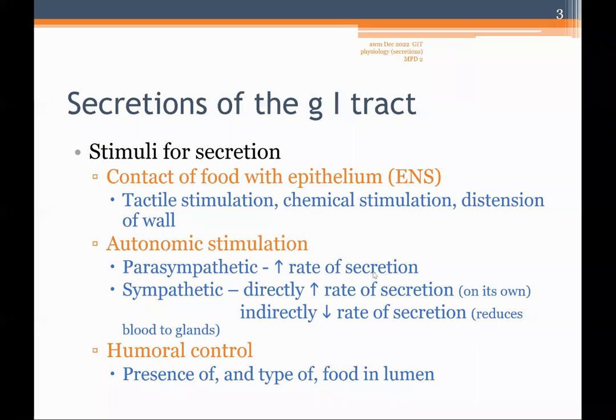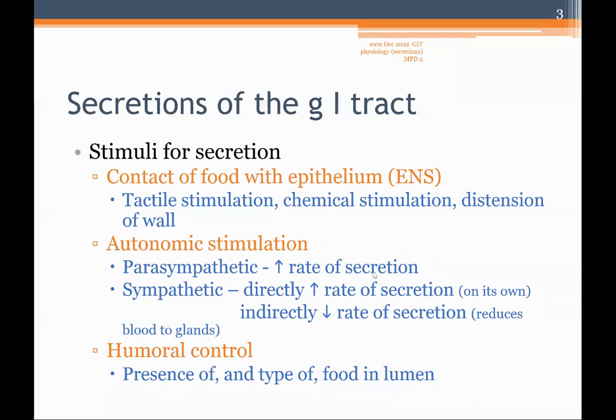The third way is where you have the involvement of the gut peptides. So you have the so-called humoral control. And this, as we said, those peptides are going to be released in response to the presence of luminal content, the type or the consistency and the content of the type. So it depends on the meal, whether it is carbohydrate rich, protein rich, or fat rich. That will determine what is going to be released.